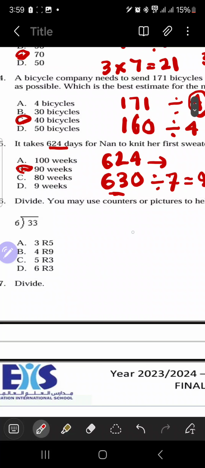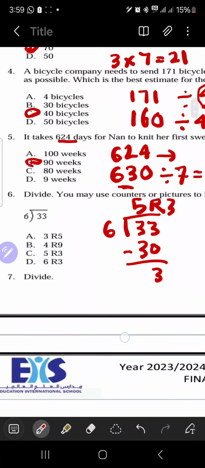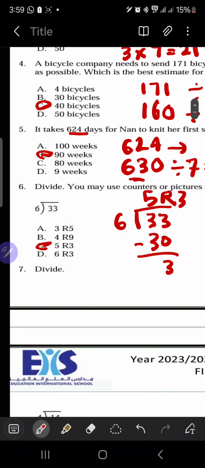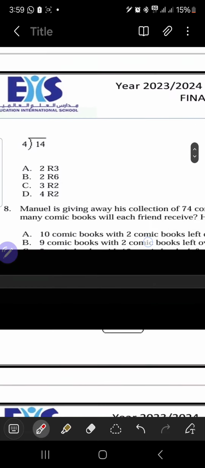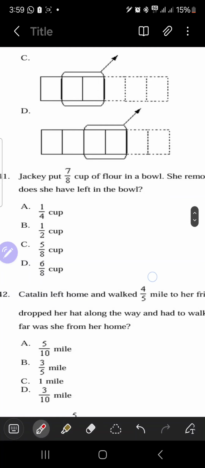Now 33 divided by 6. Right? Nearest thing is to write 5, because 5 times 6 equals 30, and subtract 3. Now remainder 3. Right? Five remainder 3. More questions like this, similar also. Let's see something a little bit different.